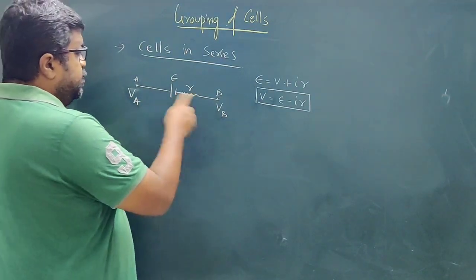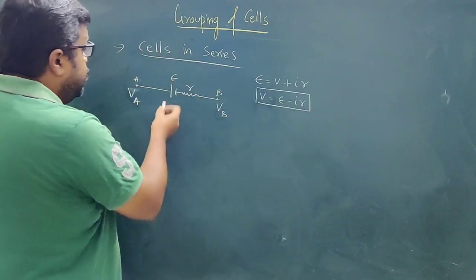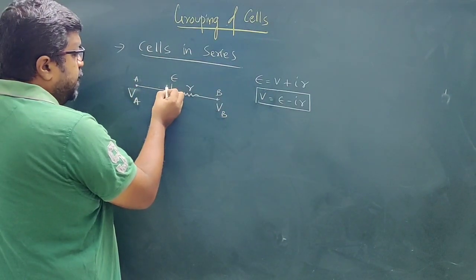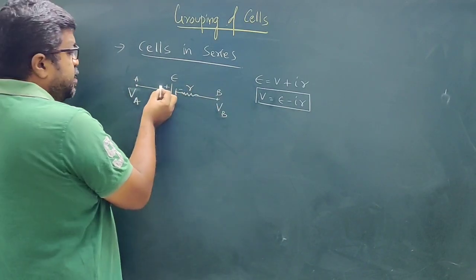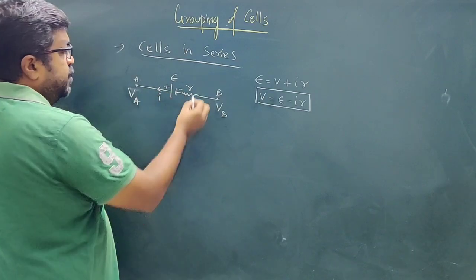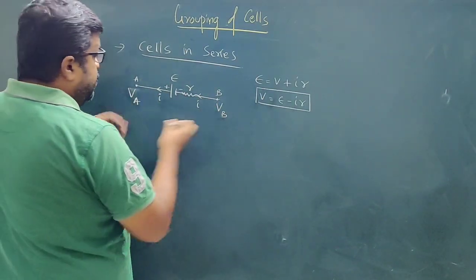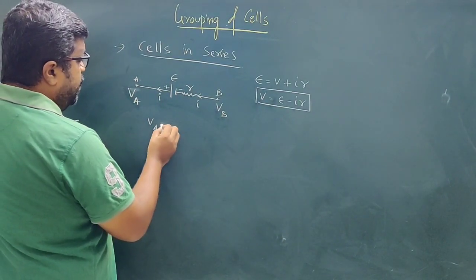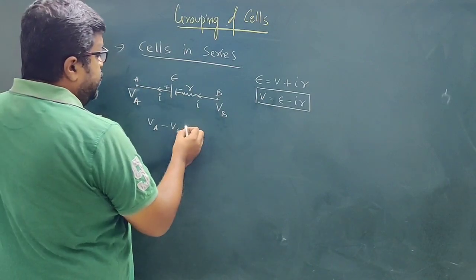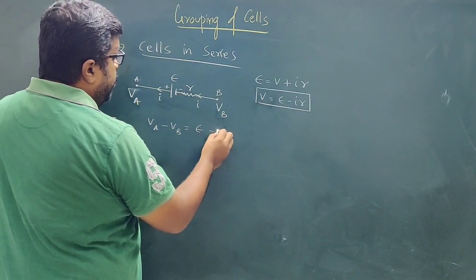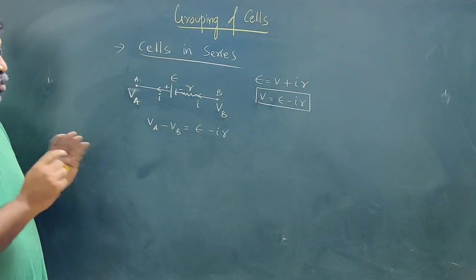Suppose this is a part of the circuit, but we are only studying this portion. Suppose this is high potential, this is low potential. So current will flow in this direction from B to A. Suppose this I is the current. So for this we will write VA minus VB, that is the potential difference across this cell. It is equal to E minus I into R. This is the basic concept. This is what we know.